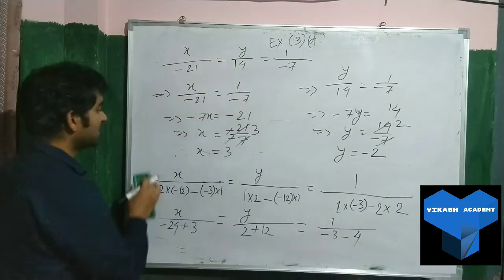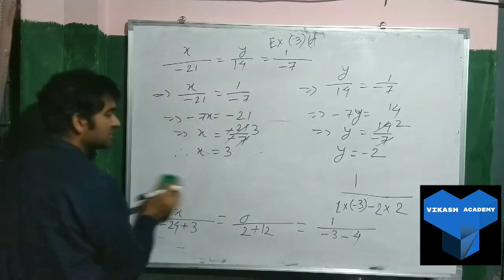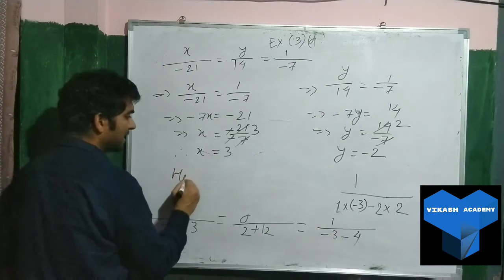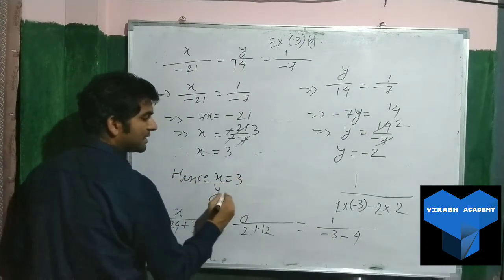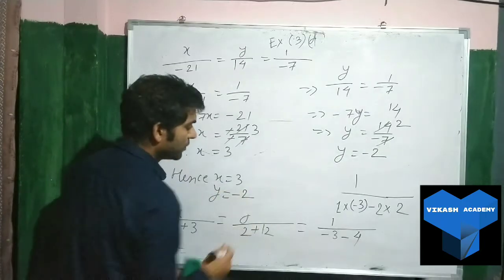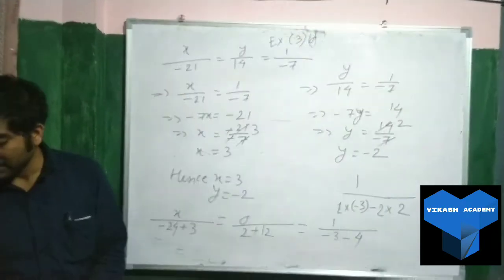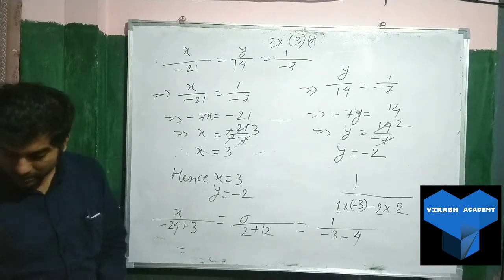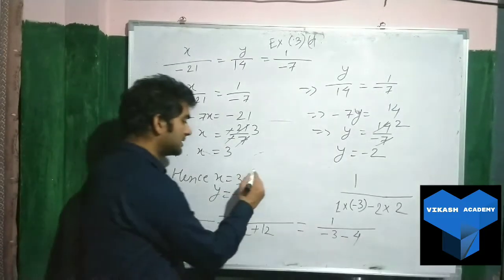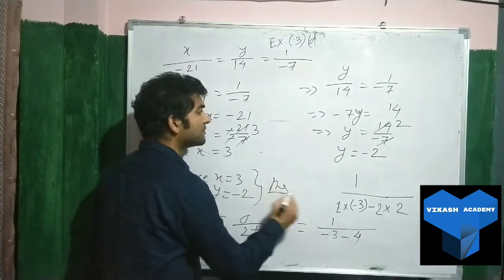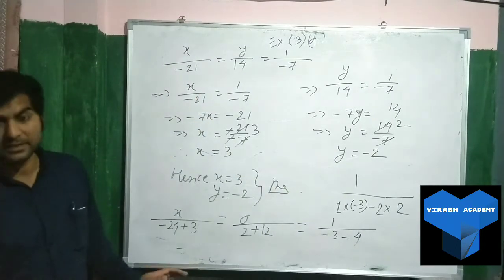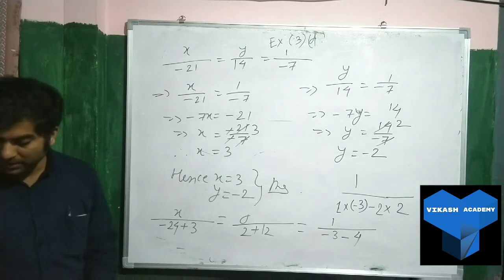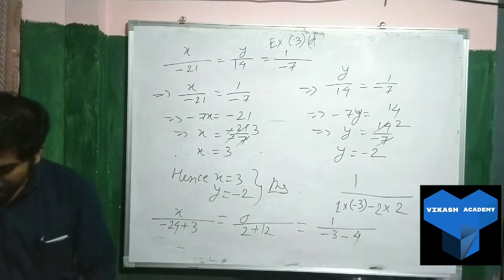Clear? So you can write down the conclusion here. What is your conclusion? Hence, x is equal to 3 and y we are getting minus 2. So x is 3 we got here and y we have obtained minus 2. So this is our answer. So which method have we used here? Cross multiplication method. Okay, so now let us try the next question.